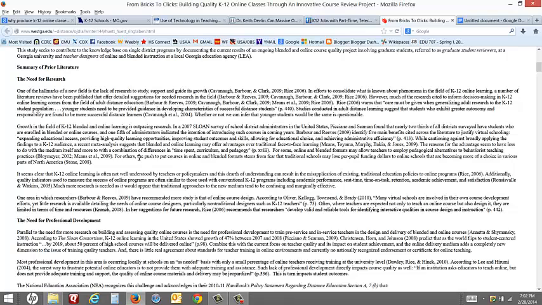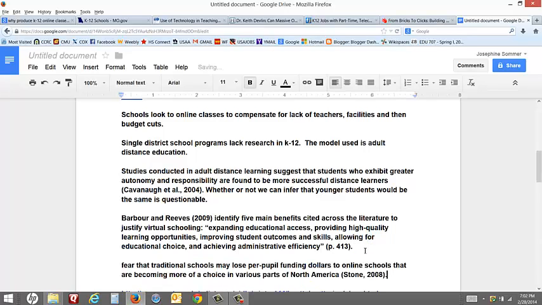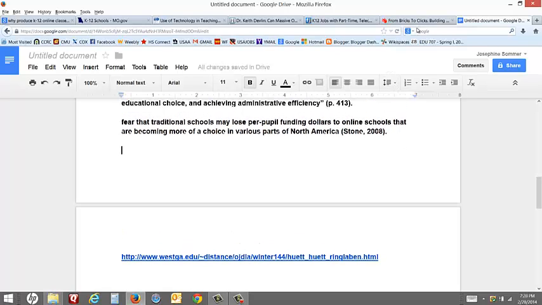Okay, that would be the fear that traditional funding may be lost. Okay, so it's the fear of losing their funding.